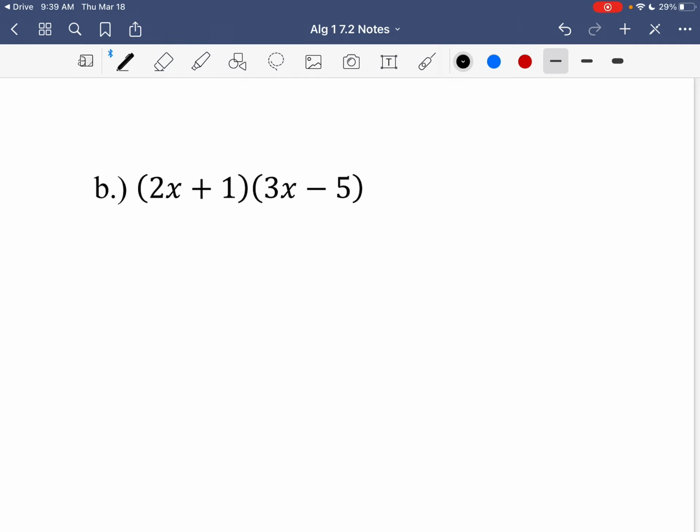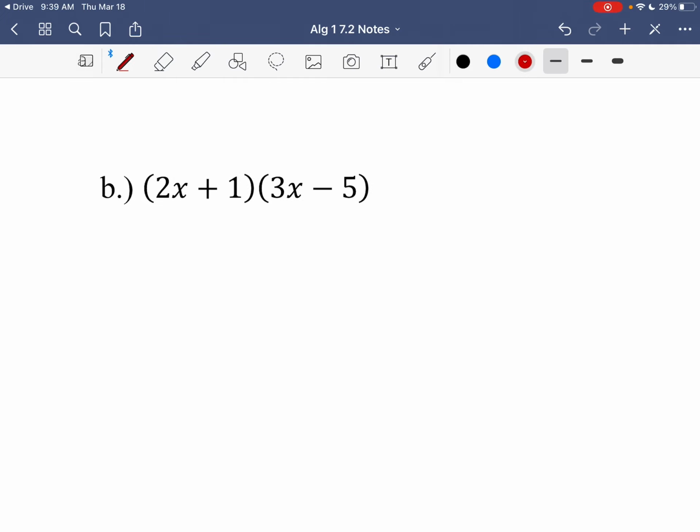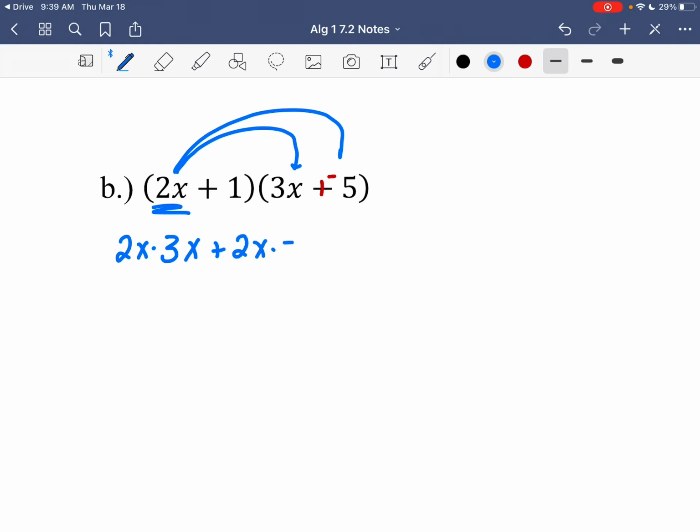This next one I'm going to do without a table. Again, I have a subtraction here, so we're going to do plus and minus. I'm taking 2x plus 1 times 3x plus negative 5. I'm going to write out each step because we're still learning, so those steps are helpful. I need to take the 2x times the 3x, and then 2x times the negative 5. And then now multiply by the 1. I'm going to take the 1 times the 3x, plus the 1 times the negative 5.